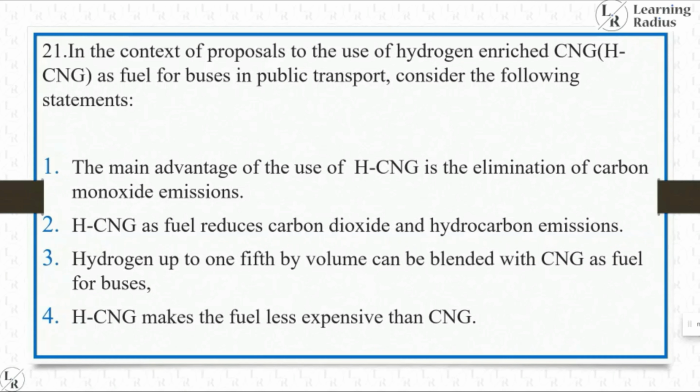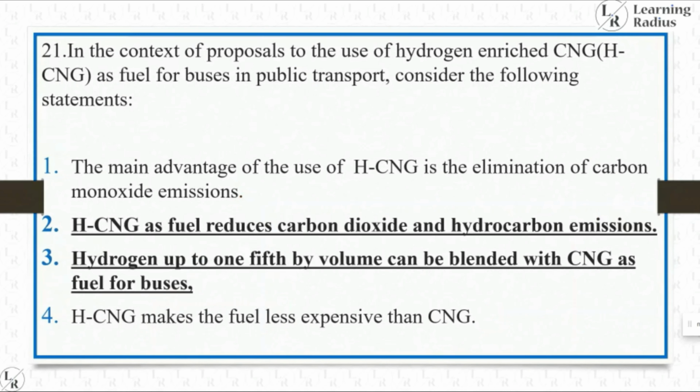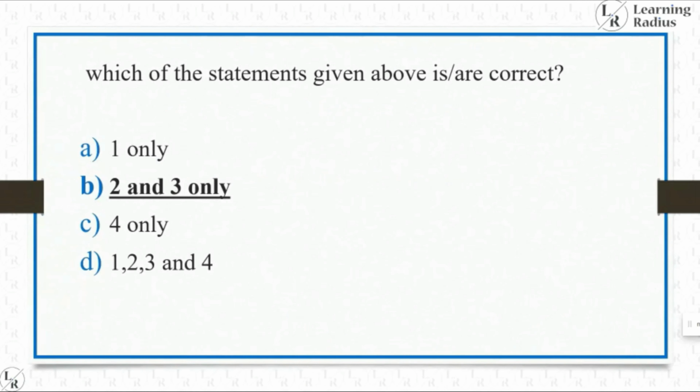Looking at the statements once again, the main advantage of the use of HCNG is the elimination of carbon monoxide emission. That is wrong. HCNG as a fuel reduces carbon dioxide and hydrocarbon emission. That is right. Hydrogen up to 1/5 by volume can be blended with CNG as fuel for buses. That's right. HCNG makes the fuel less expensive than CNG. That is wrong. So the second and third statements are right, which is 2 and 3. That's the right answer. So the answer is B.